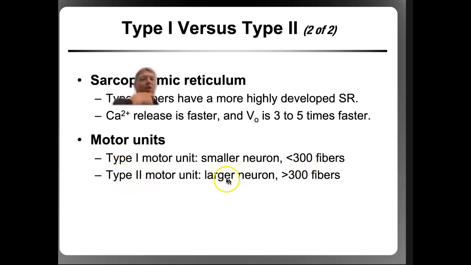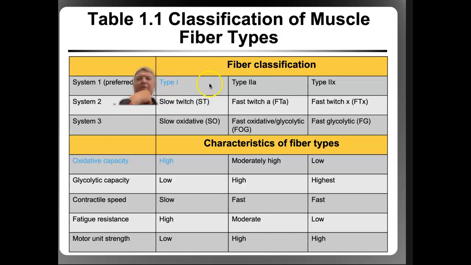The type 1s have less than 300. The type 2s are larger neurons, things to tell them what to do, so greater than 300 per fiber. And there's all the details. Make sure you know these blue ones here. Like the preferred one is a type 1, and the oxidative capacity of a type 1 is very high compared to the other ones. So how much oxygen they use, which makes sense.